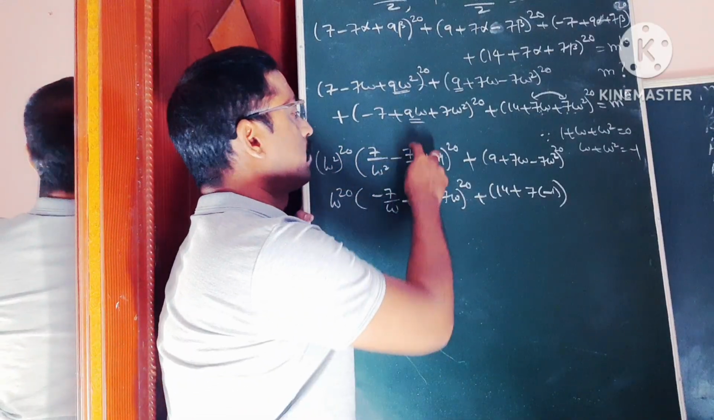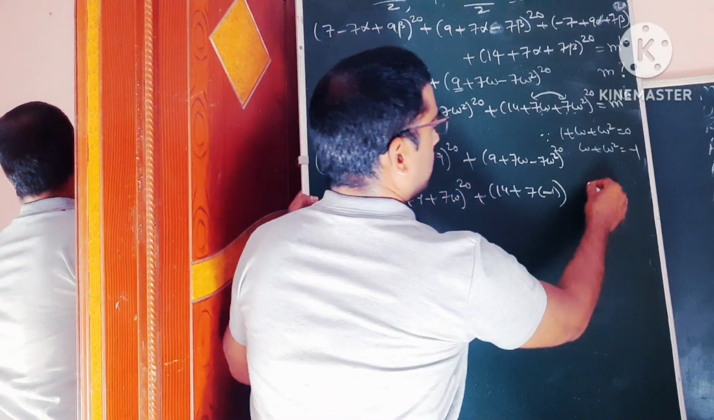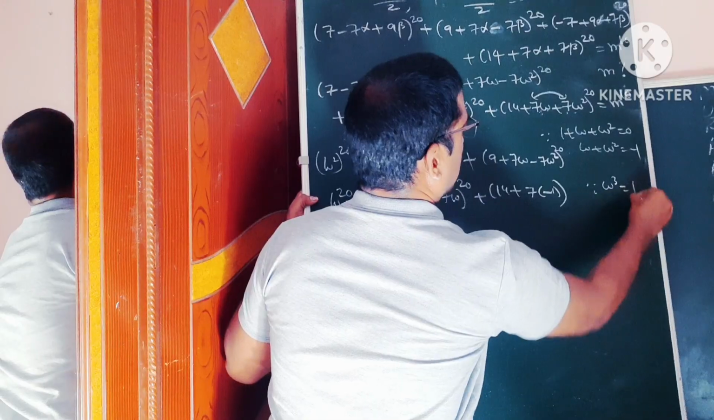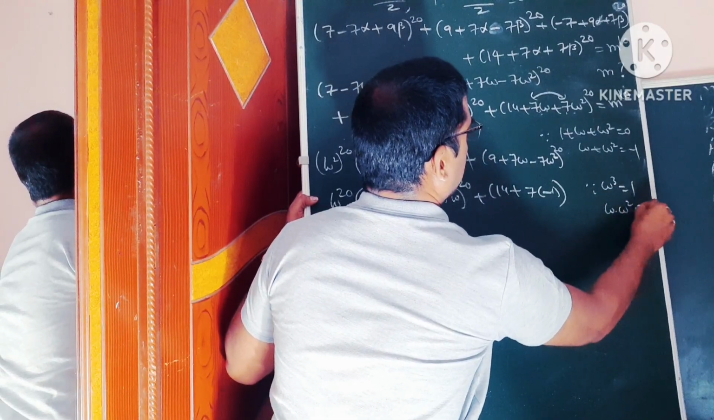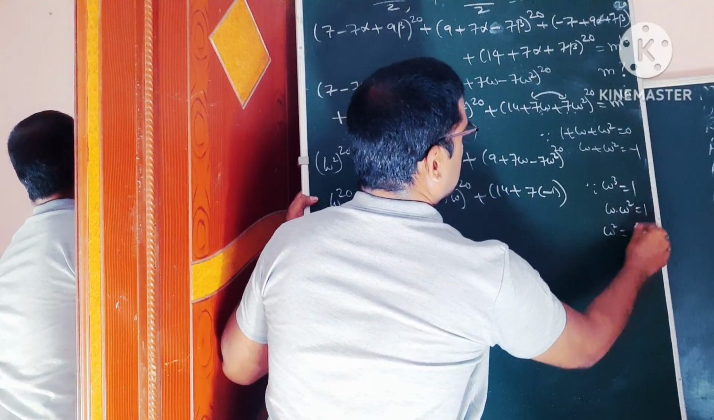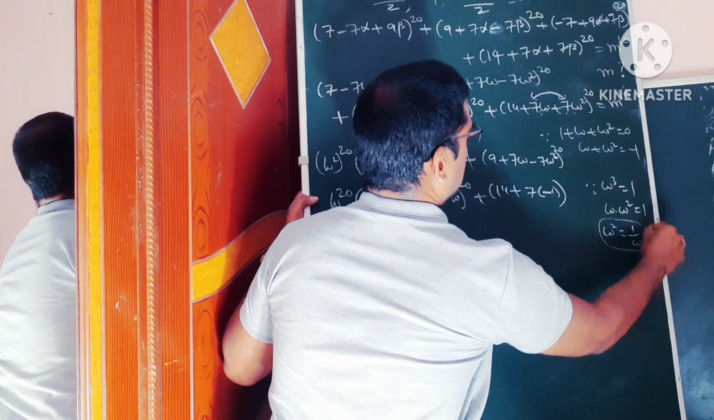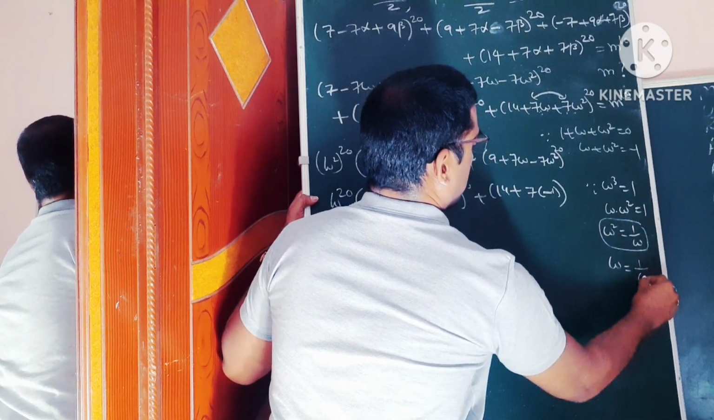But 1 by omega square, 1 by omega value is how much here? We know that omega cube is equal to 1. Omega into omega square is equal to 1. Omega square value how much here? 1 by omega. Omega value how much here? 1 by omega square.